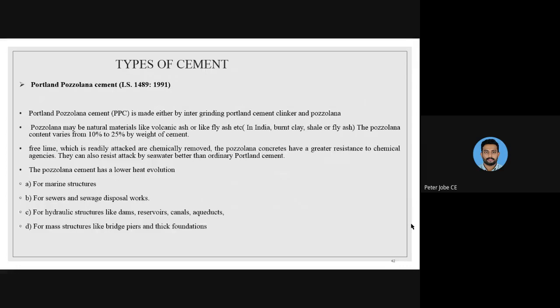And the next type of cement is Portland pozzolana cement. It's PPC. This is the cement that we use nowadays for all construction activities.